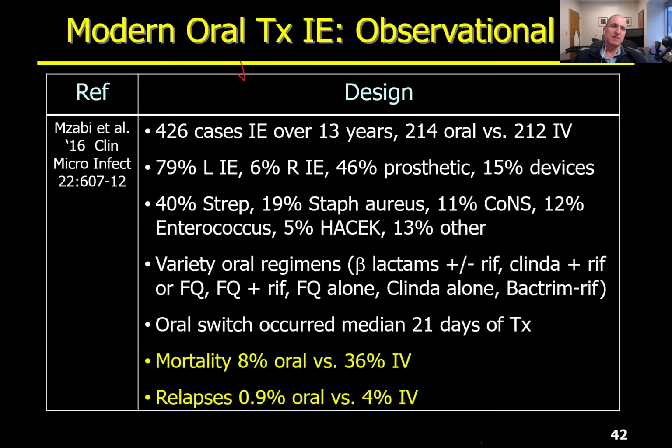A larger case control study a couple of years later, now we're talking 200 patients in each arm, mostly left-sided, lots of prosthetic devices and prosthetic valves, many different organisms, including staph, many different antimicrobials. Patients who were switched to oral therapy had statistically significantly less death. Statistically less death with oral therapy. Now, again, it's biased, it's retrospective, all that stuff. But again, it suggests that you can find patients that are safe to treat orally.